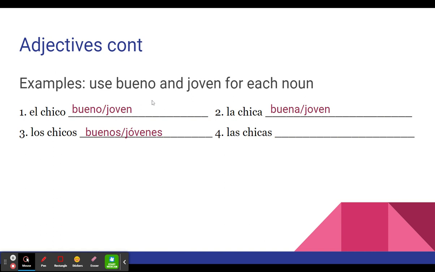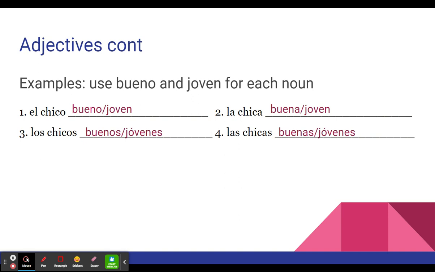For las chicas, how would we change bueno? So we're going to describe a las noun. The O will change to AS. Joven needs to become plural, so we're going to add ES also, and it's going to become buenas and jóvenes.